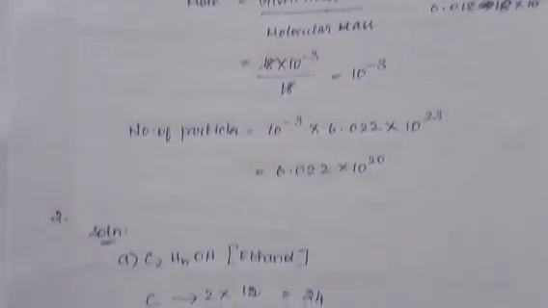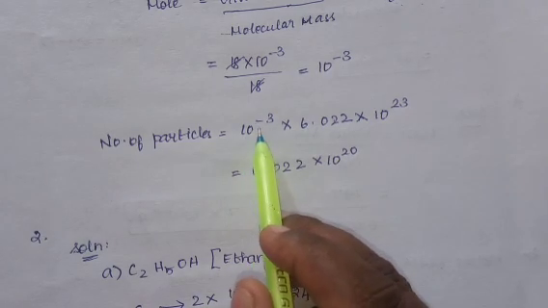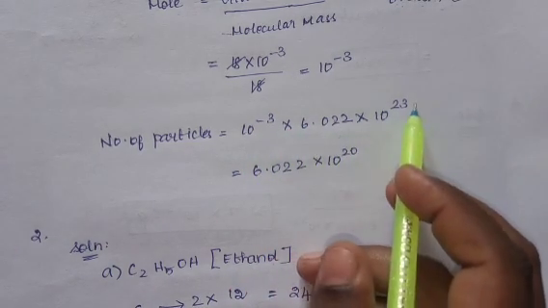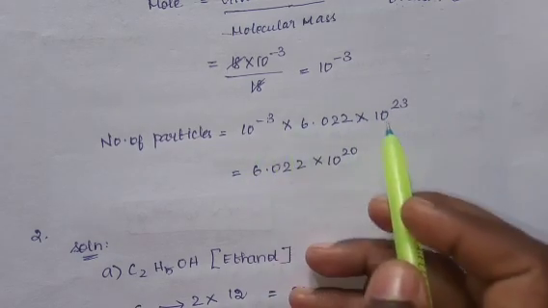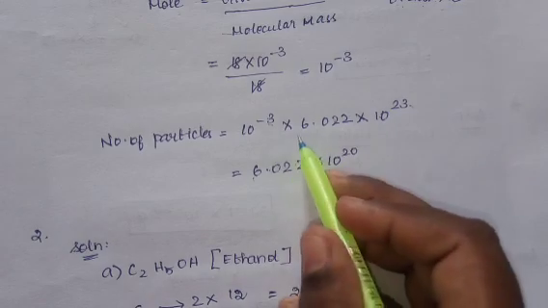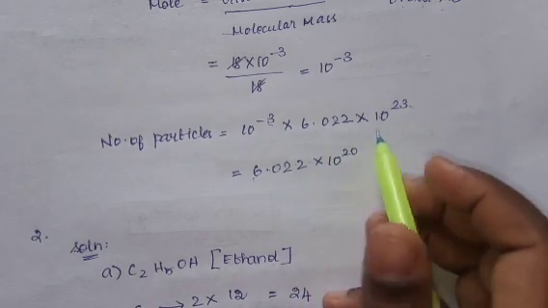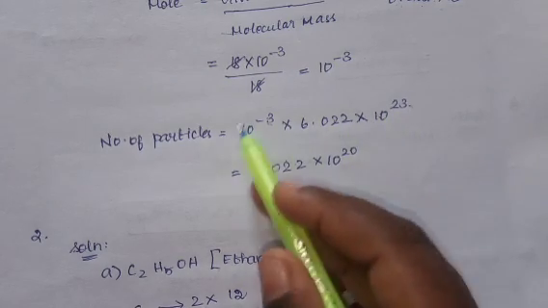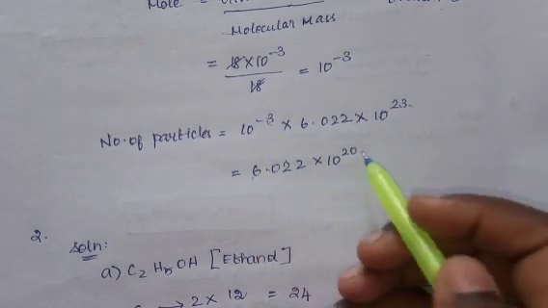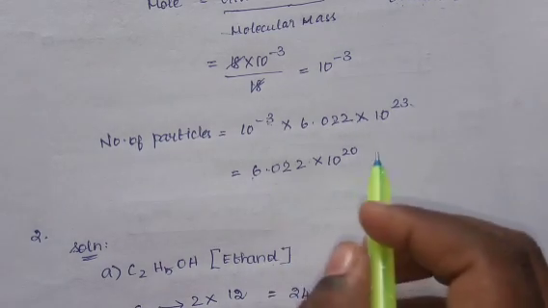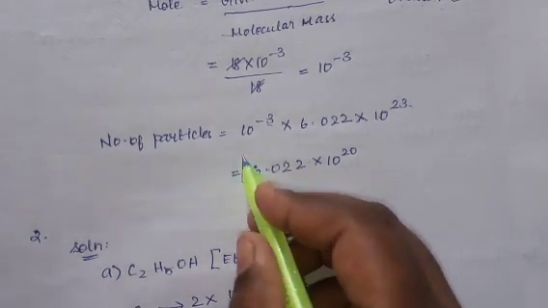Number of particles is equal to 10 power minus 3 into 6.022 into 10 power 23. So 10 power minus 3 and 10 power 23 combine, what do we get? 6.022 is the Avogadro number. We saw Na, right? So this is the Avogadro number. Combining this and this, 23 minus 3 is 20. So 6.022 into 10 power 20. So we got the answer for the first one. This is the answer.